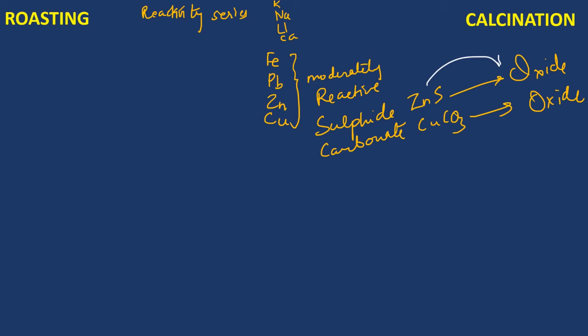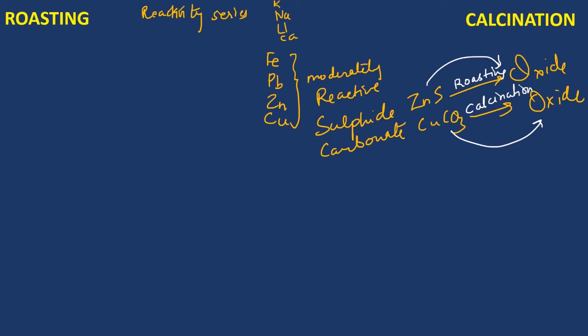There are two processes of converting. In case of sulfide ores, the ore is heated strongly in the presence of air, and that process is called roasting. And in case of carbonate ores, the ores are heated strongly in a limited supply of air, and carbon dioxide is given out in that process.